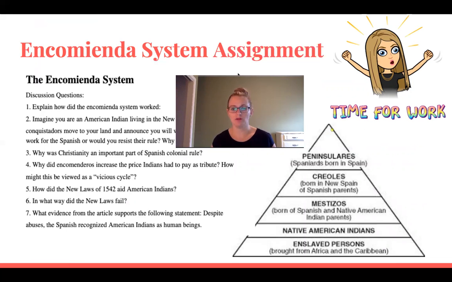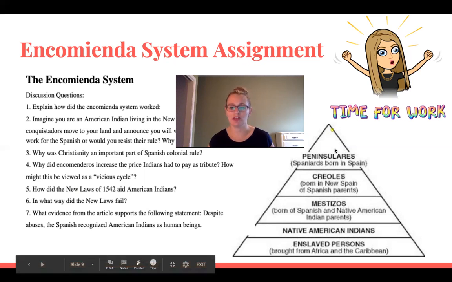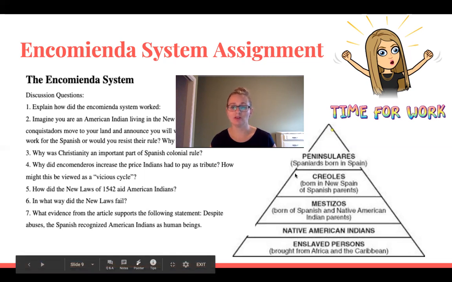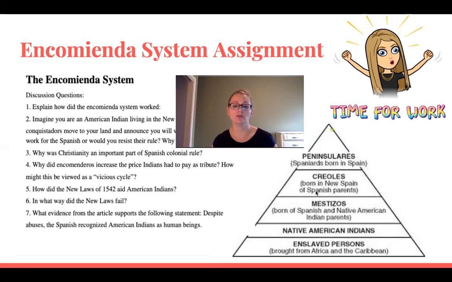And we'll hit on more of this tomorrow, but you can see here there was almost like a pyramid scheme, where the people at the bottom were slaves. And then your Native Americans that weren't slaves themselves would be above that. Then you have your mestizos and your Creoles and your peninsulars. And so these are all going to be different groups of people that are going to have different levels of power, kind of like a caste system. So that's what you're going to be reading about today.